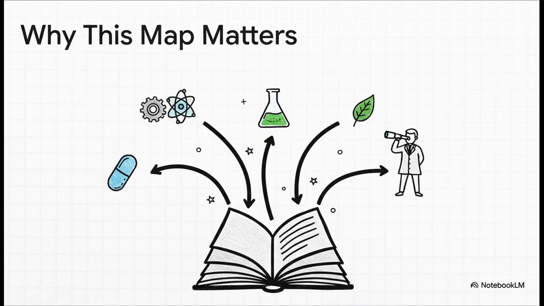And the payoff for all that work is just enormous. This organized library makes developing new medicines faster. It fuels innovation in wild fields like materials science and nanochemistry. It even helps create more sustainable green chemistry by letting researchers find better, less wasteful ways to do things. But at the end of the day, it lets each new generation of scientists build on a century of organized knowledge to truly stand on the shoulders of giants without getting completely lost in the library.